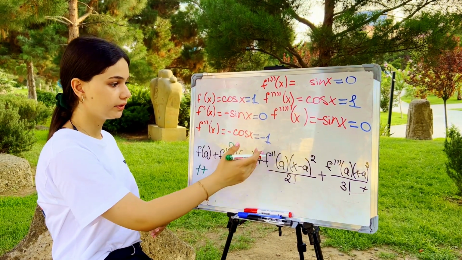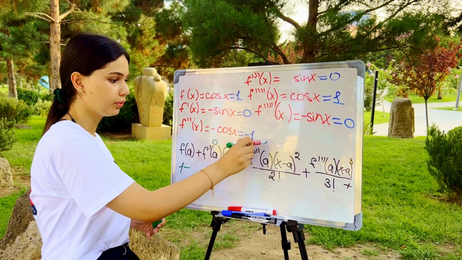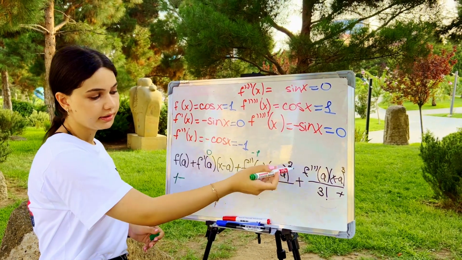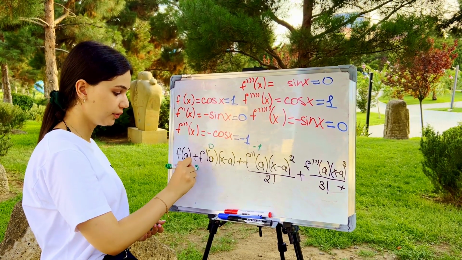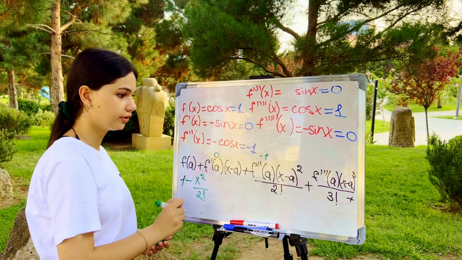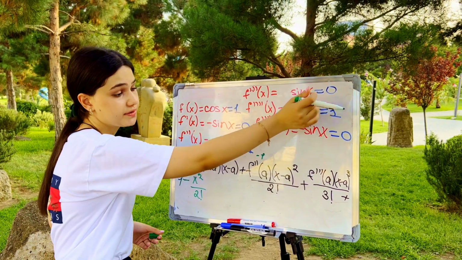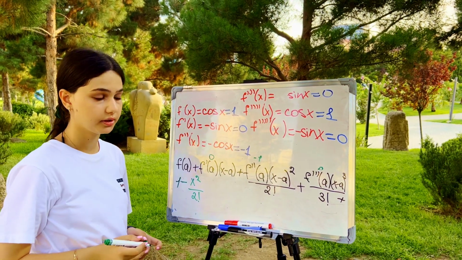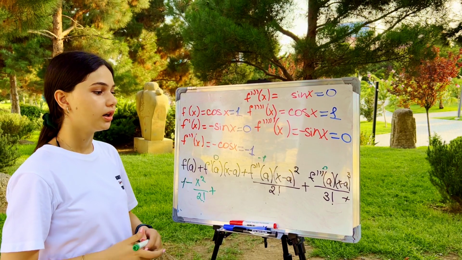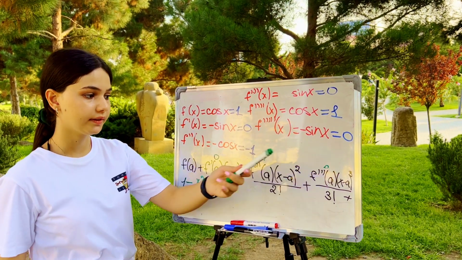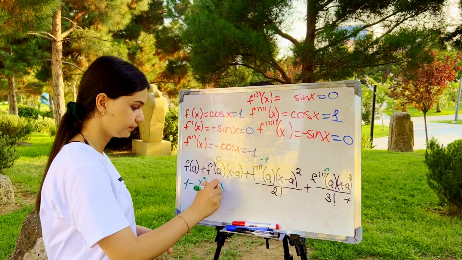Second derivative will be -1. Again, I switch to a negative sign. It's 1, -1. And if a is 0, we'll be left only with x squared divided by 2 factorial. This is the third derivative, which is actually 0. It also disappears. The fourth one will be 1, so we have a plus there. We will be left with 1 there, x to the fourth power divided by 4 factorial.